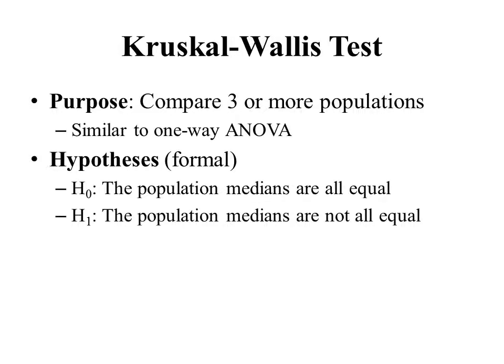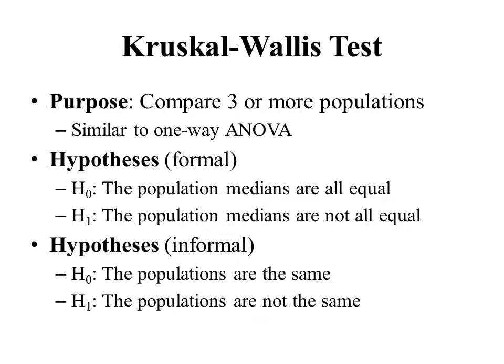The formal hypotheses that we're going to test in this Kruskal-Wallis test are: the null is that the population medians are all equal, and the alternative is that they are not equal. Very similar to the ANOVA test, only stated in terms of medians rather than means. Informally, the hypotheses are that the populations are the same versus the populations are not the same. This is kind of the terminology that the book uses. This is what they really mean in a little more formal terms.